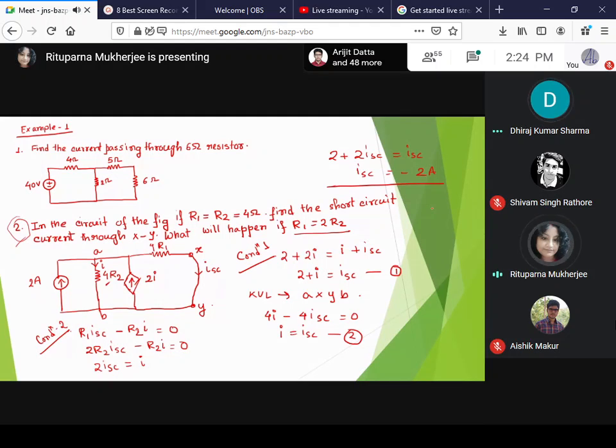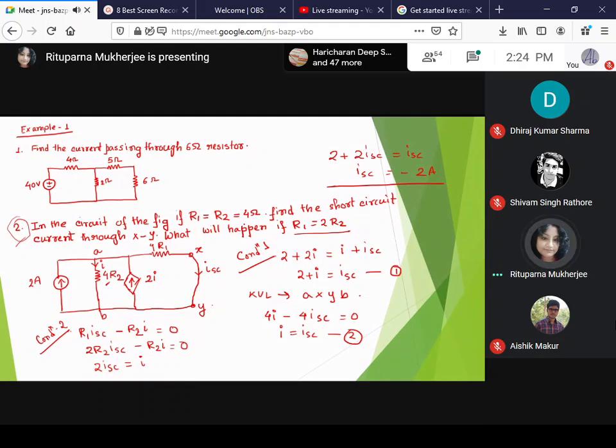Is it clear? Understood. Yes, ma'am. So this condition cannot be satisfied because these two equations cannot be solved. So we again use this equation. If R1 equals 2 R2, then we'll get the equation and we'll put this value in the first equation. So we'll get that ISC equals minus 2 ampere. So if R1 equals 2 R2, then ISC equals minus 2 ampere.